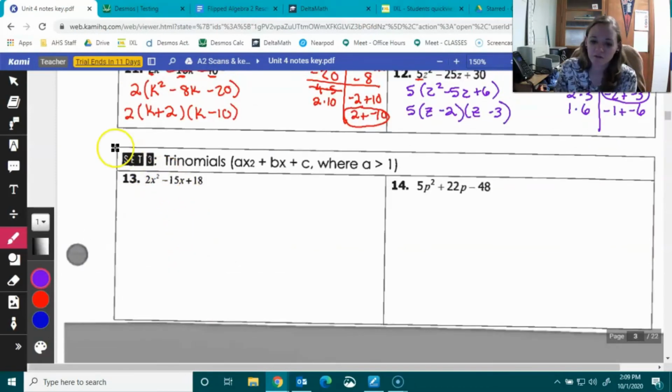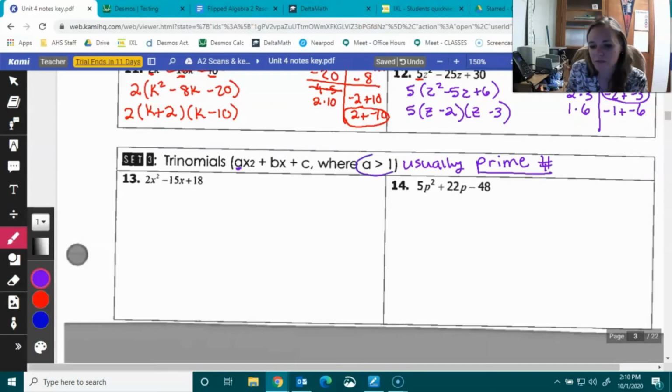Okay, now we have another type of quadratic factoring that we're going to do. So we still have a quadratic, but the difference is now our first coefficient of x squared, or a, is greater than 1. And it's also usually prime. In fact, those are really the only ones we're going to worry about, is when a is greater than 1 and usually prime. Okay, prime meaning it has no other factors other than 1 and itself.